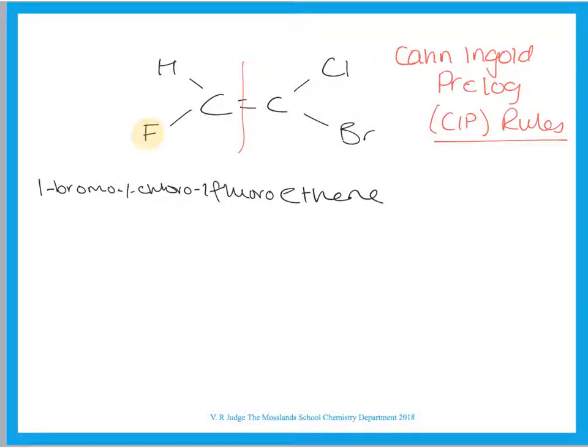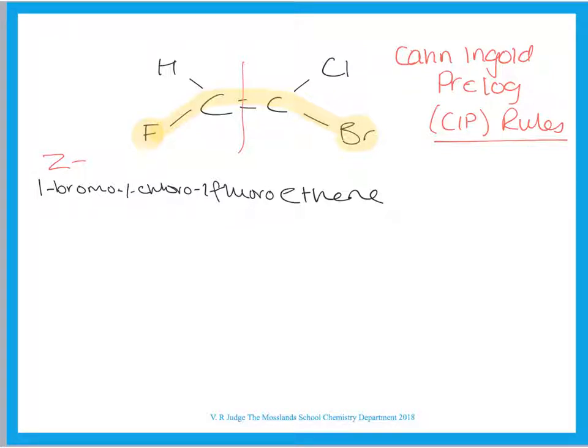Okay, then we do the exact same on the other side. So we've got chlorine and we've got bromine directly attached to a carbon atom. So which one has the higher atomic number, highest number of protons? It is, of course, bromine. So your two priorities are fluorine and bromine. And now you can look, as you go from one priority group on the left over to another priority group on the right, are they on the same side or are they on opposite sides? So in this case, they're on the same side. So it's going to be Z-1-bromo-1-chloro-2-fluoroethene. So it's a Z isomer.